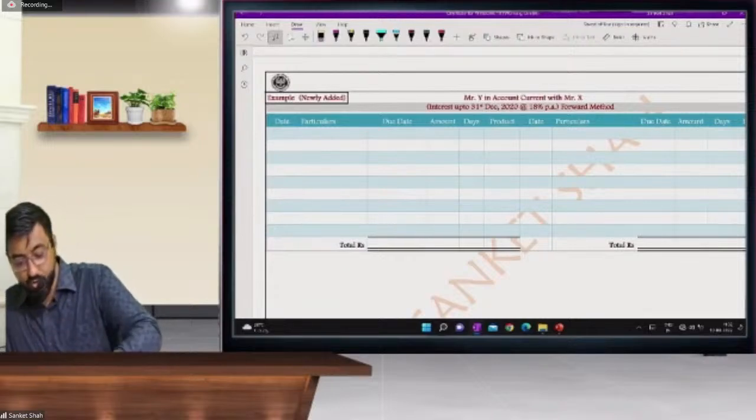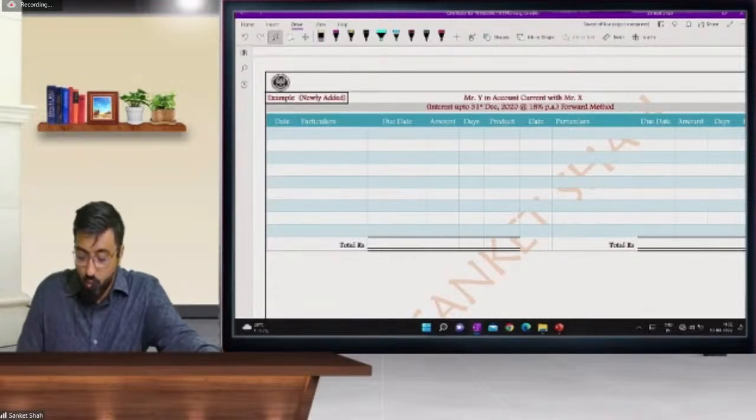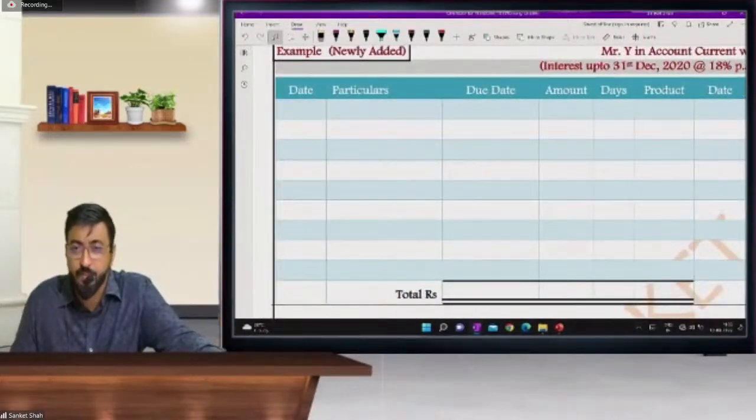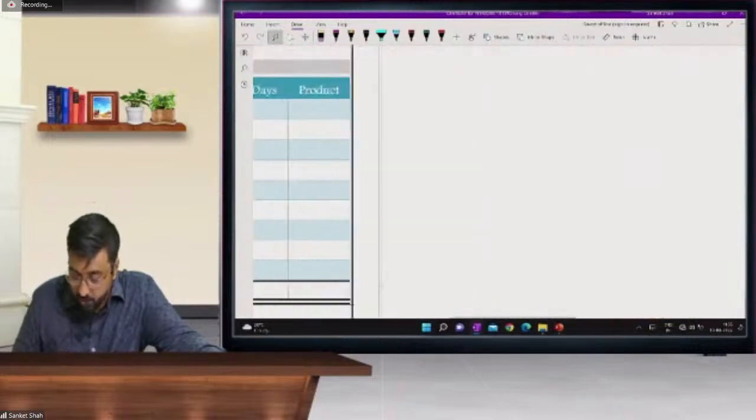Mr. X's book, so Y in account current with X. Now what are the columns? You can see the columns: date, particulars, due date, amount, days, product. So what are the columns? Let's focus once.